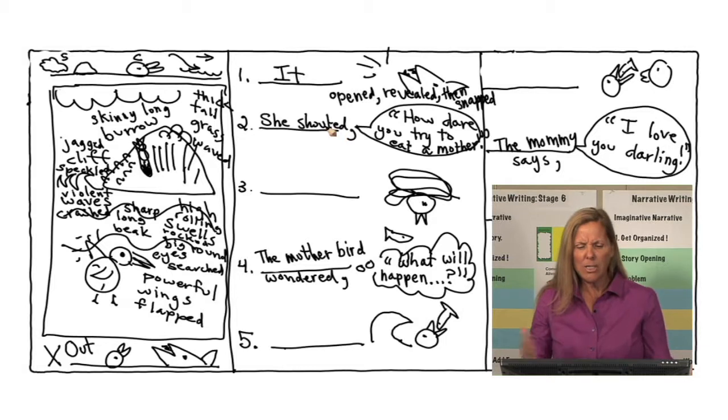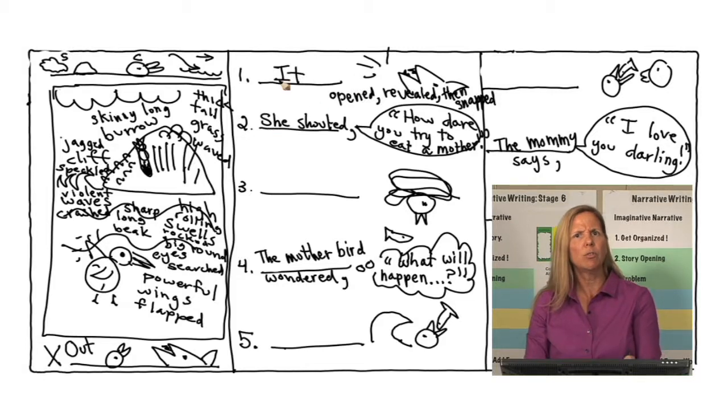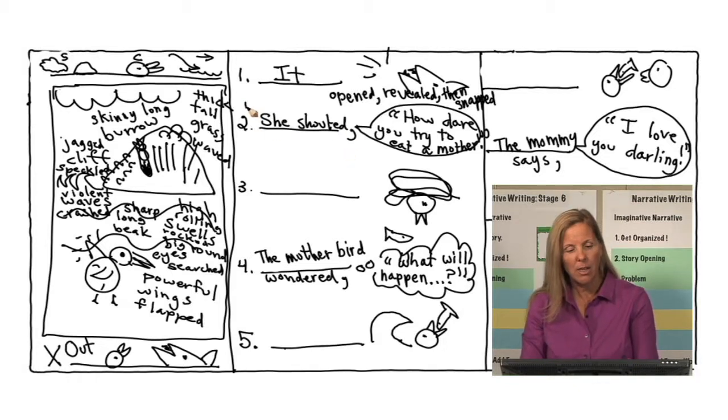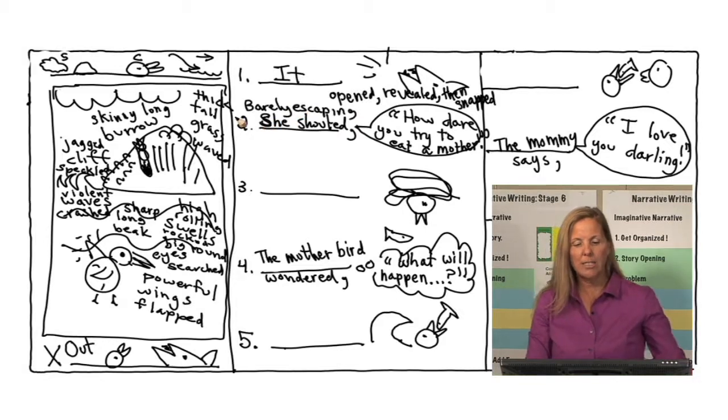She shouted, "How dare you try to eat a mother?" We have to add something to this dialogue. We have she shouted, but we don't know if she escaped. So why don't we add that phrase here? Barely escaping, she shouted. Now our reader will know that. Barely escaping, she shouted. And I'll make that lowercase. How dare you try to eat a mother? Let's go back and see if we can say the story again. So notice I'm constantly going back and repeating the story over and over.